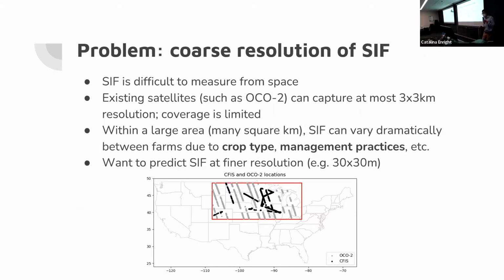But the problem is that SIF is actually a very difficult signal to measure from space. Existing satellites tend to produce quite noisy data and can only capture about 3-kilometer resolution at most. And even these coarse resolution measurements have pretty limited geographic coverage. Within a large area, such as many square kilometers, SIF can actually vary dramatically between farms due to crop type, management practices, and so on. So our goal is to predict SIF at a finer resolution so that we can detect differences between individual fields.